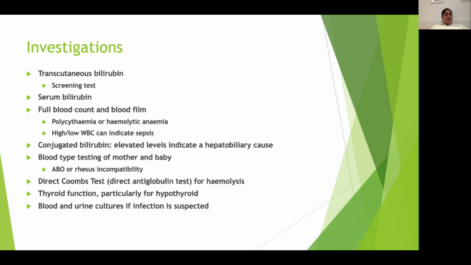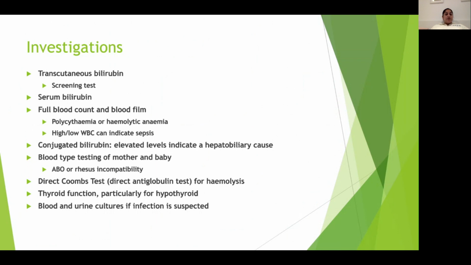You can obviously take babies' bloods and check for a serum bilirubin level. And while you're doing this, it's also important to check the full blood count as well as the blood film. The blood film can tell us whether babies have something like polycythemia or hemolytic anemia, which tells us an underlying cause for their jaundice. And also checking their white blood cells and their platelets, because this can indicate whether a baby's septic or not, as well as infection markers too.